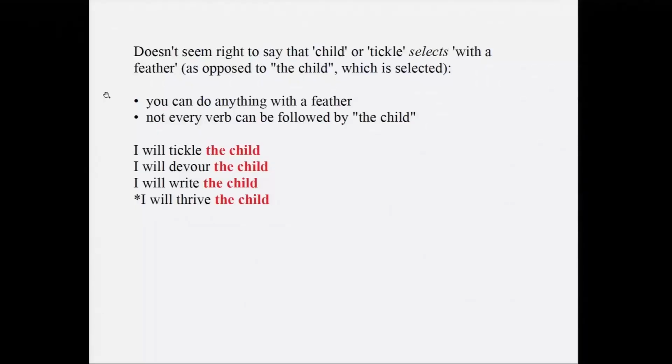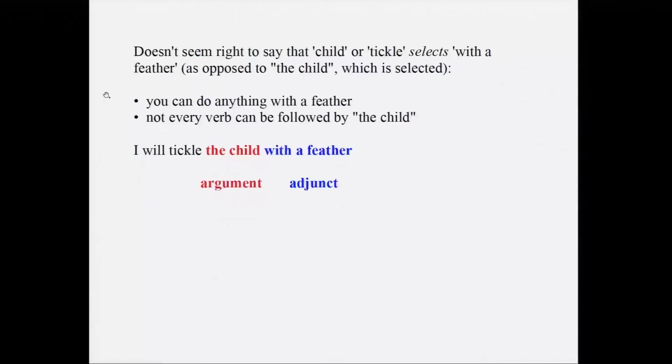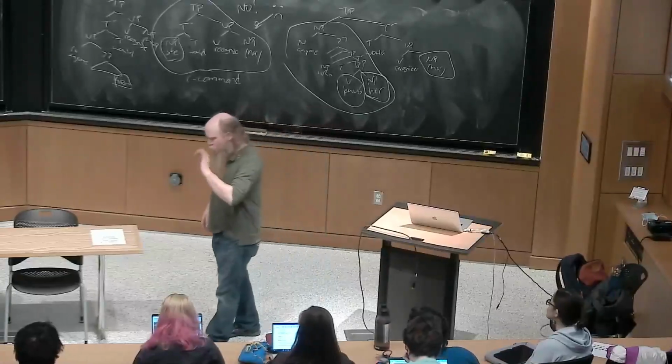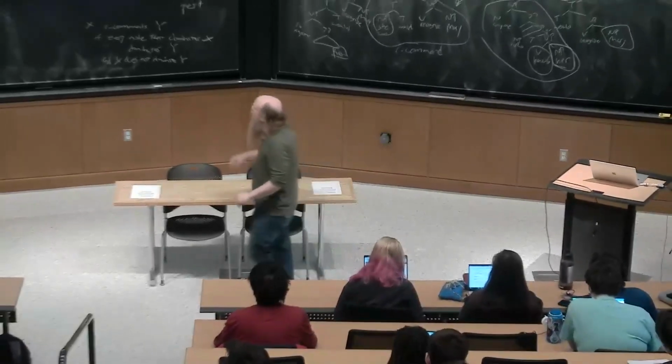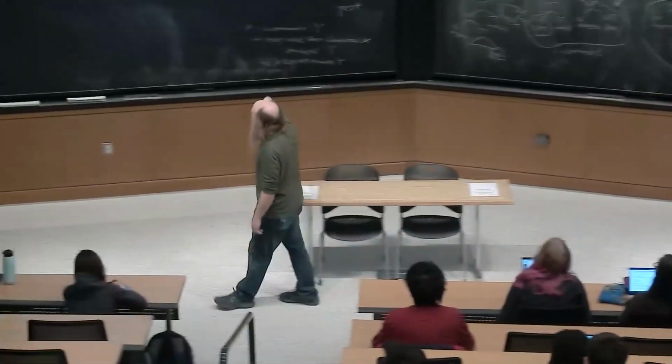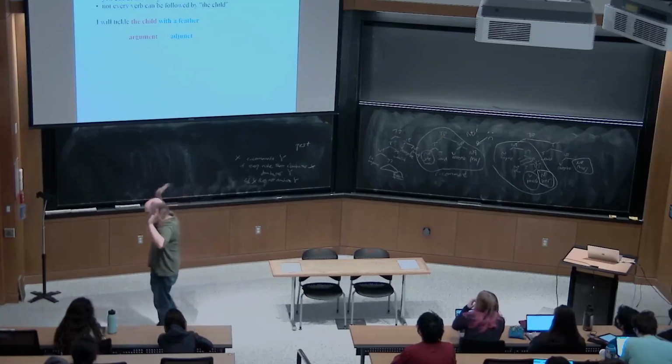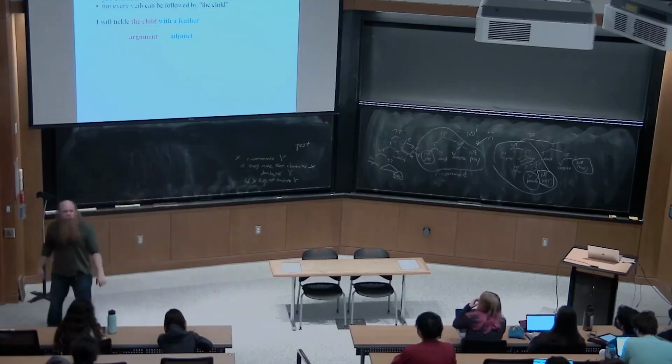So when we're building trees, we're going to have selection relations that sometimes tell us, if we have this kind of verb, we'd better have this kind of phrase combining with it. If we have devour, it had better combine with an object. Something has to get devoured. But then there are other kinds of things, like "with a feather," that are just always options. You can always put them in.